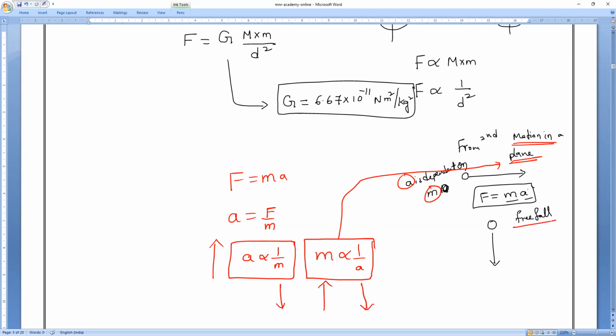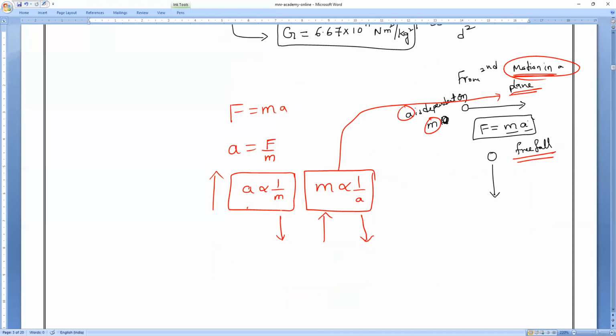In the case of motion in a plane, they are dependent. Mass increases, acceleration decreases. Acceleration increases, mass decreases. Are you clear? But in the case of free fall, they are independent. That is what I'm saying.